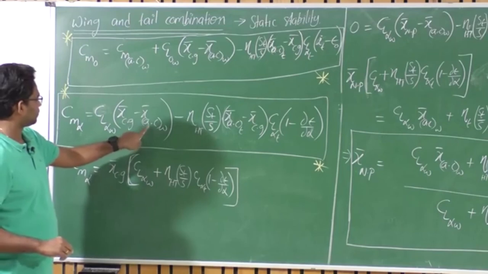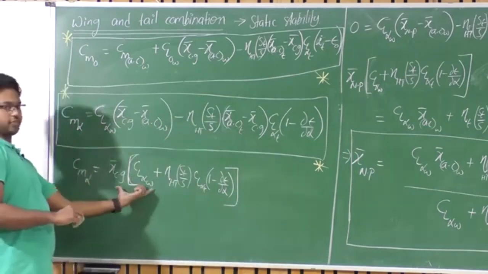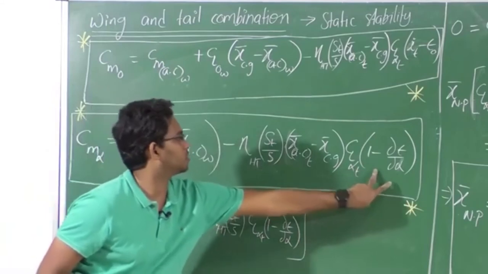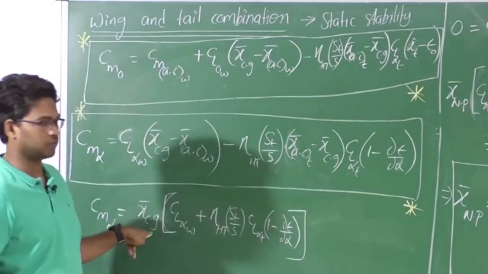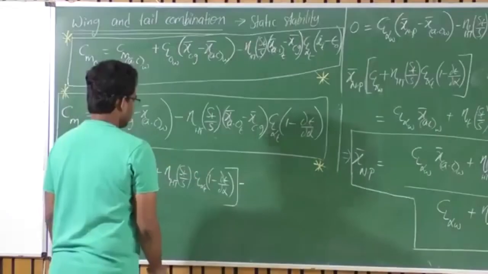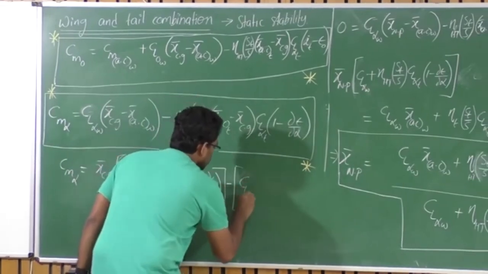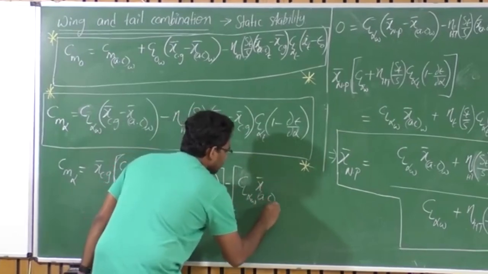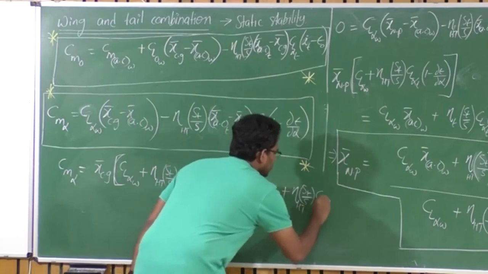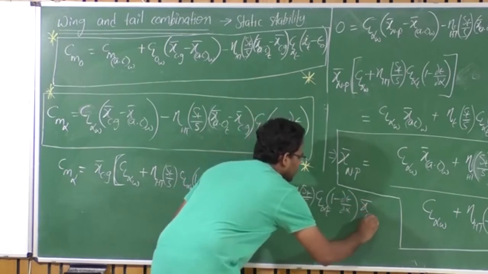So this will be like, okay, I have this CG multiplied by CL alpha here, and then this CG multiplied by this entire term, minus of minus, it becomes plus. I have eta ST upon S CL alpha, 1 minus dou epsilon, multiplied by CG here, and then I have taken CG outside, X CG, okay. And then what I have is minus of CL alpha of wing times X bar AC of wing plus eta of horizontal tail ST upon S times CL alpha of tail times 1 minus dou epsilon by dou alpha times X bar AC of tail.